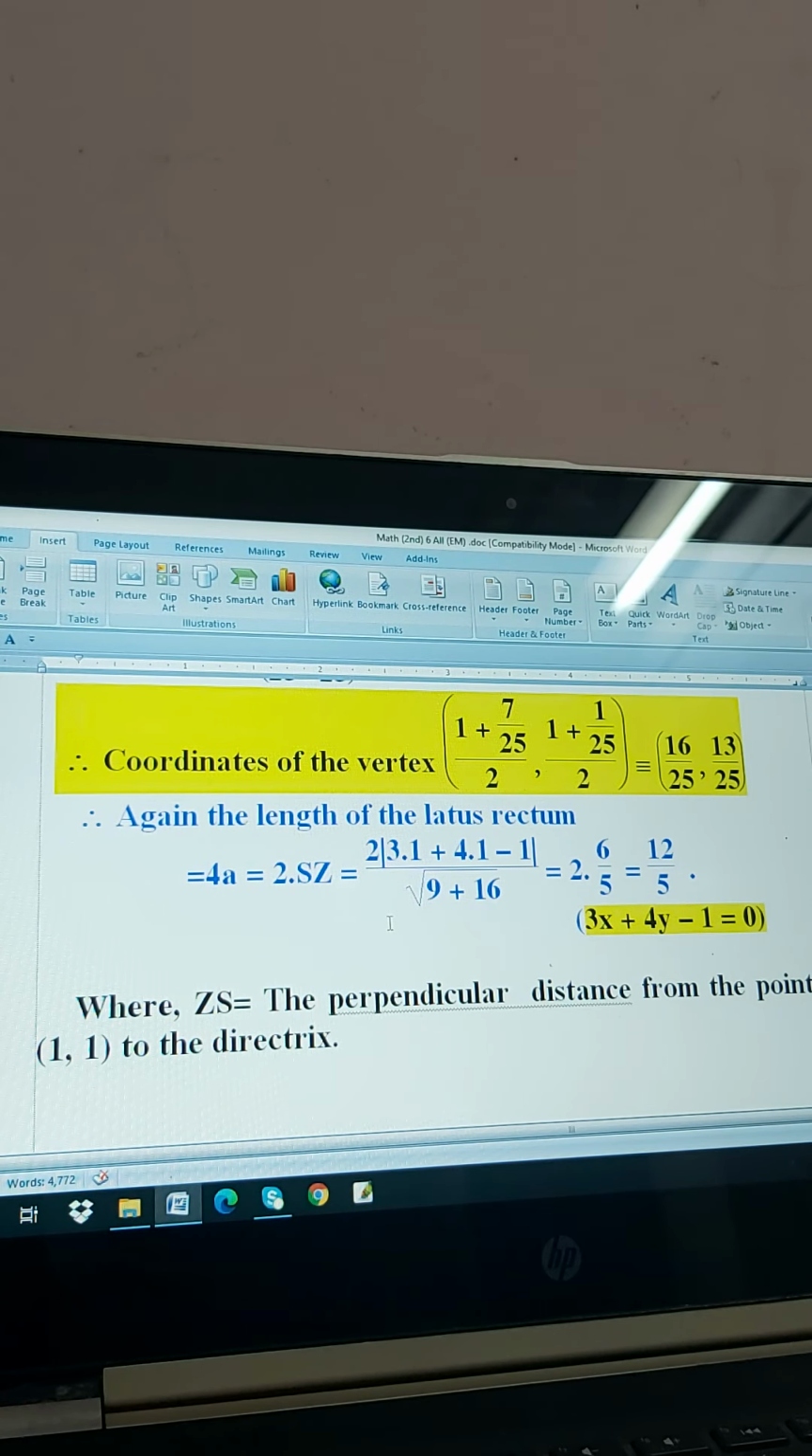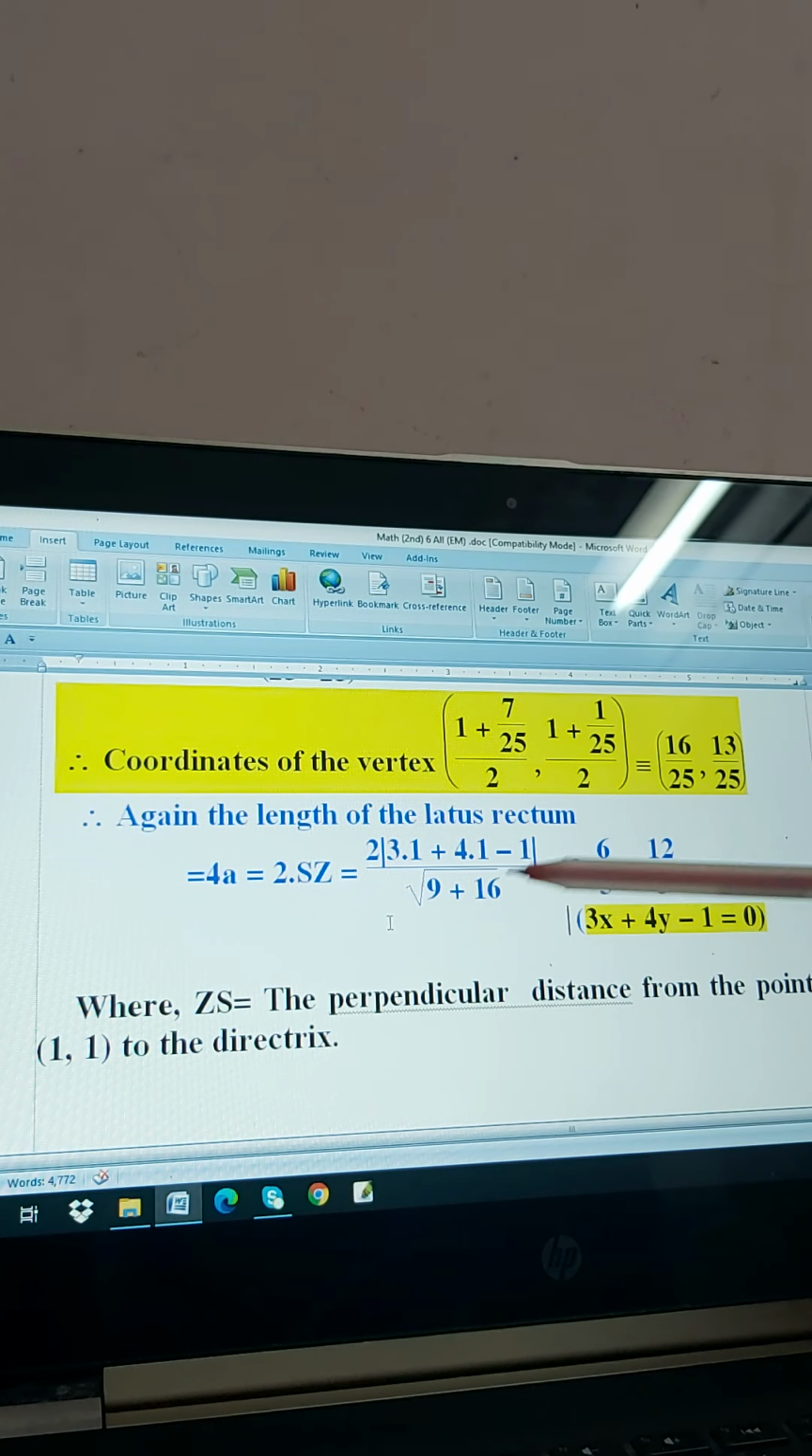From the point (1, 1), the perpendicular distance is |3 into 1 plus 4 into 1 minus 1| divided by the square root of 3 square, that is 9, plus 4 square, that is 16. After simplification, 2 into 6 by 5, that is 12 by 5 units. This is the length of the latus rectum.